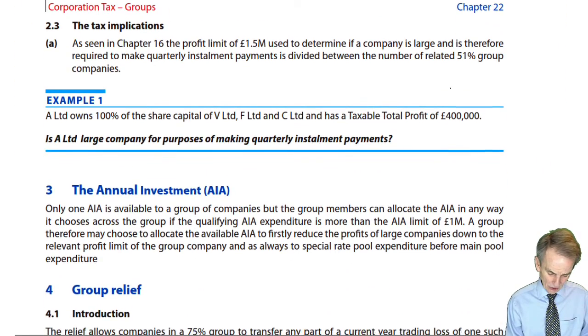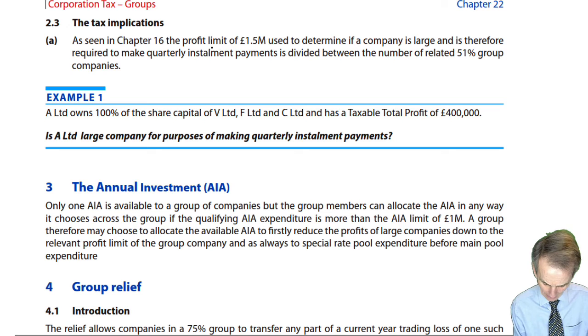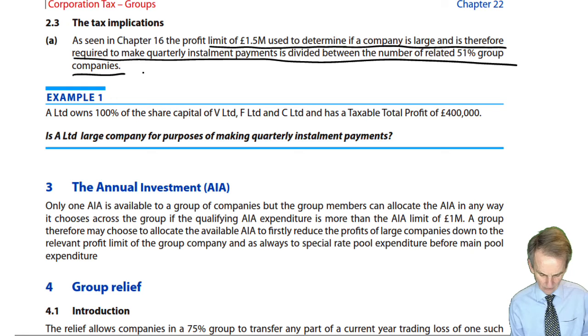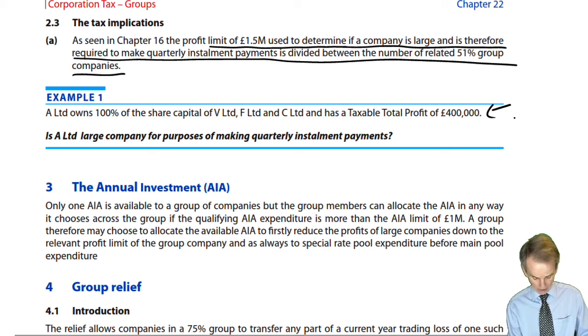The tax implications, as we've just discussed here, again, back to Chapter 16, if you haven't looked at it recently, were about that profit limit of 1.5 million used to determine if a company is large and is therefore required to make quarterly instalment payments. It is divided between the number of related 51% group companies. And there is a question for you to have a little practice on at home, please.